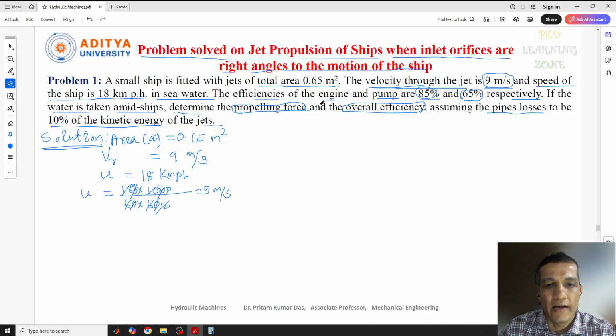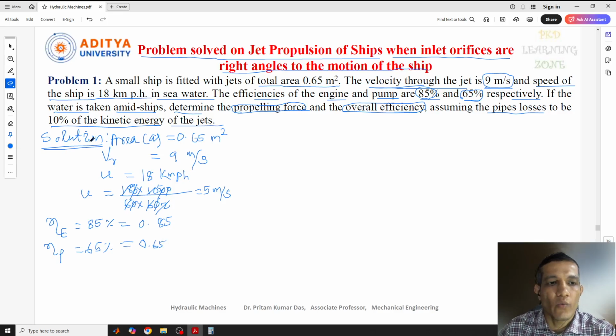Okay, and the efficiencies of the engine and pumps are given. So we can write efficiency of the engine is given, this is 85%, and you can also write this is 0.85. Similarly, efficiency of the pump is given, this is 65%. So we can write this is 0.65.